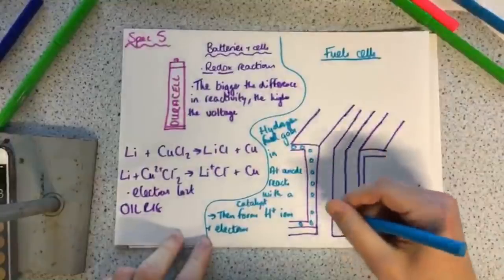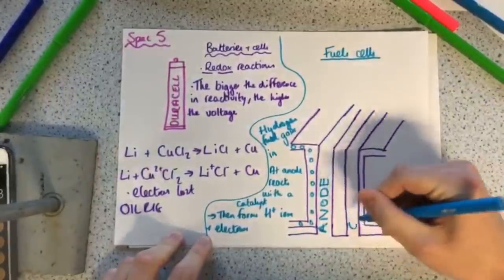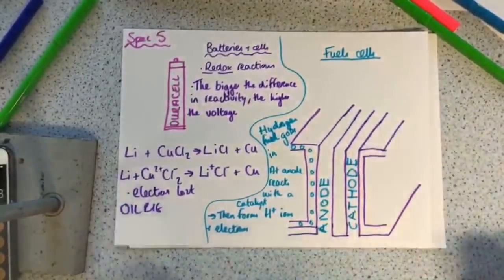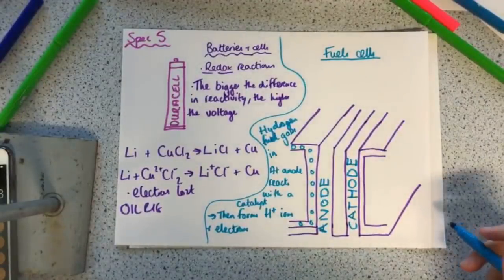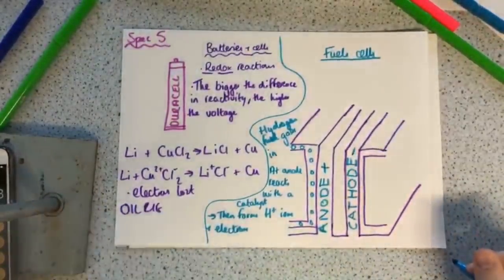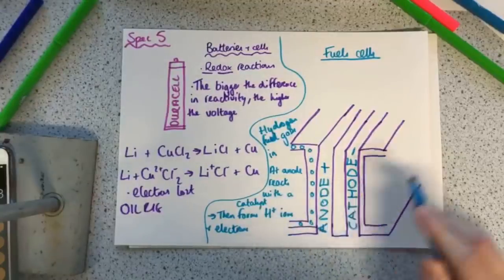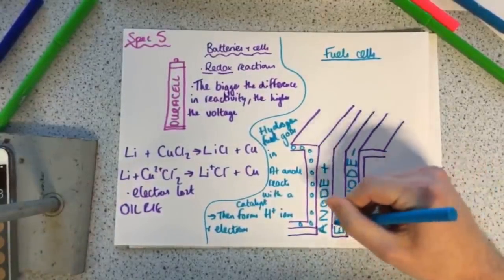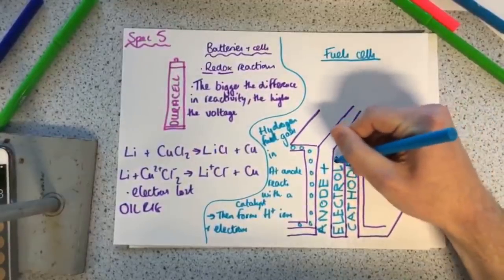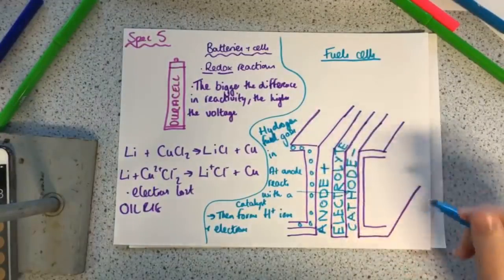What then happens is, I'll just label this, so this is your anode. And this is your cathode. Remember, if you remember PANIC, the anode is positively charged and the cathode is negatively charged. So the hydrogen ion, which is positively charged, makes its way over here. This is an electrolyte, by the way. I am writing sideways, so apologies if it looks a bit weird. So that's an electrolyte. The hydrogen ions make their way this way towards the cathode.